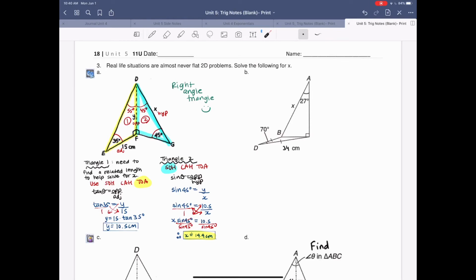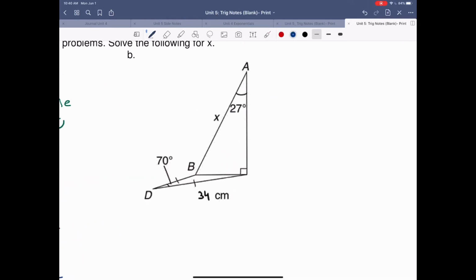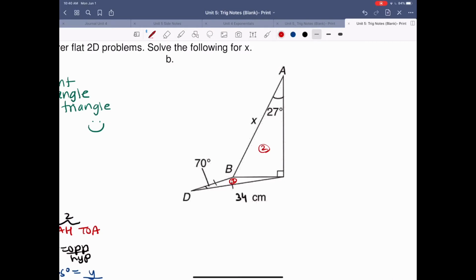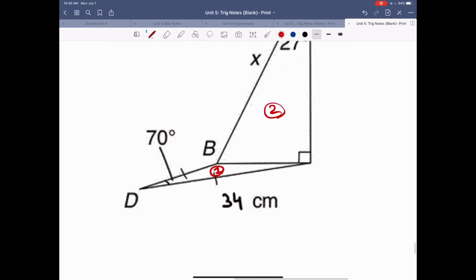Okay, let's take a look at question B. I'm going to first start off by again labeling the triangle as triangle 1 and triangle 2. Let's see, we have a right angle triangle for triangle 2, and triangle 1 is an isosceles triangle because of those lines that indicate that these two sides are the same. So that means that this part is also 34 centimeters as an FYI.